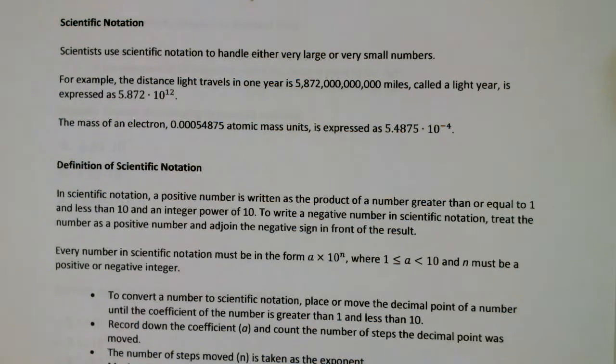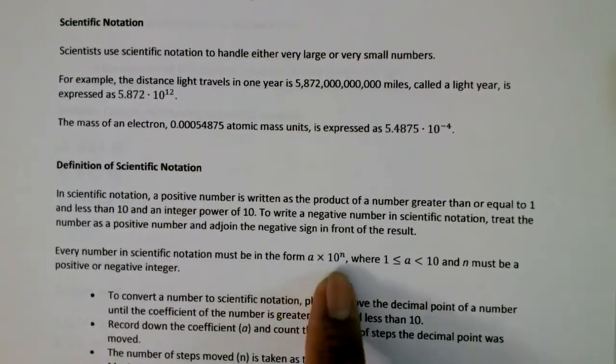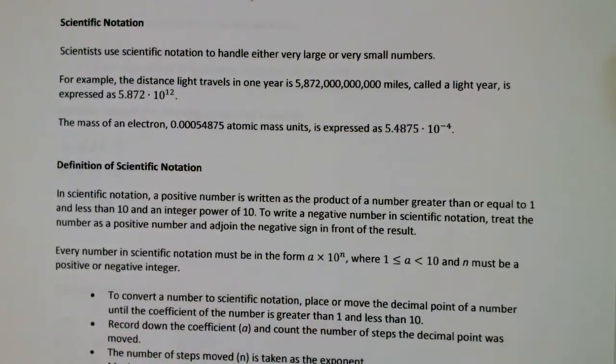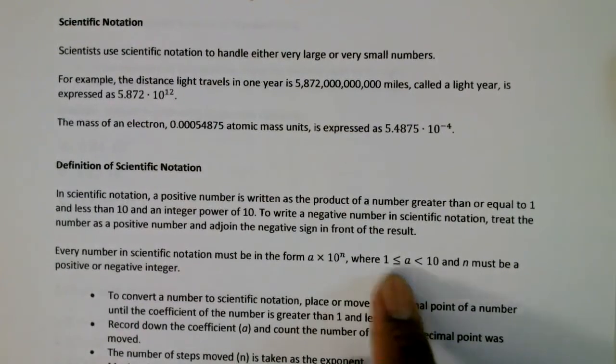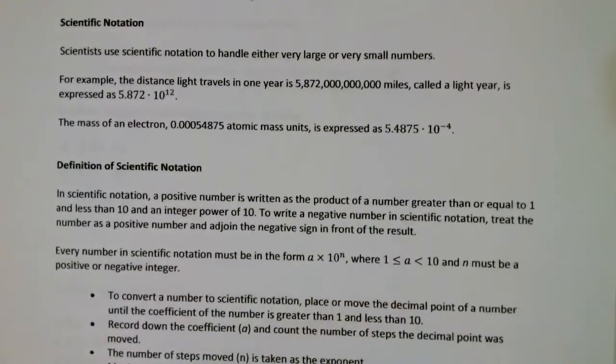All right, every number in scientific notation must be in the form of a times 10 to the power of n, where a is going to be some number that is at least 1 but less than 10. N must be a positive or negative integer.